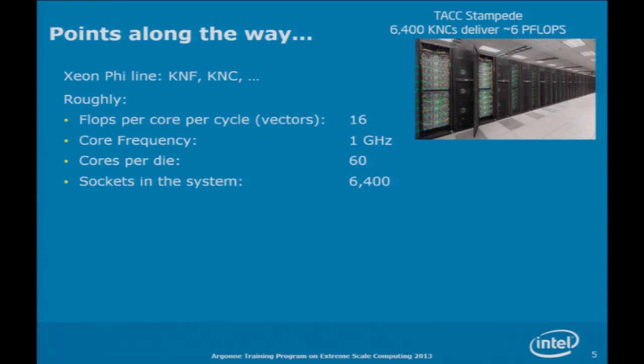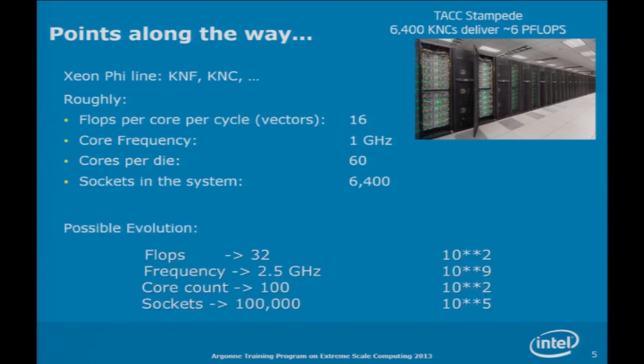The largest system that I know about is the one in China, the Tianhe-2 that you referred to, and I believe that has about 50,000 KNC chips and gets to about 50 petaflops peak performance. So actually this chip consists of roughly 16 flops per cycle. The core frequency is 1 gigahertz. The cores per die is about 60. And in that particular system, it's 6,400 nodes.